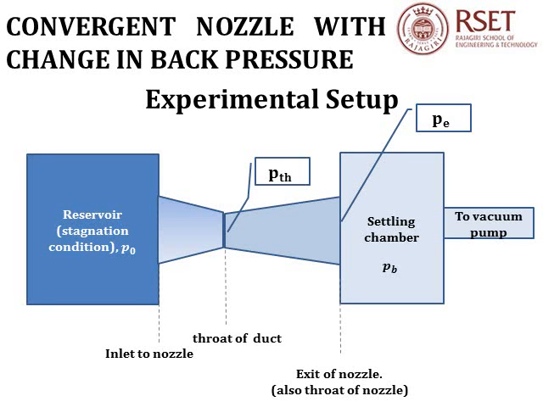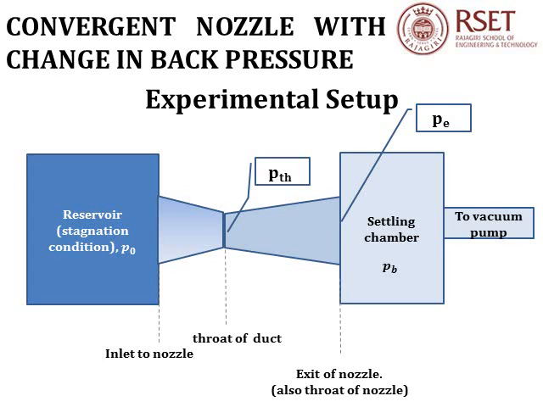The figure shows the experimental setup. We have a reservoir in which the fluid is kept at a particular temperature and pressure. Since the fluid is stagnant, we can take the conditions of fluid as stagnation conditions. A converging diverging duct is connected to the reservoir. At the other part of the CD duct, we have a settling chamber which is connected to a vacuum pump through a pipe fitted with a valve.